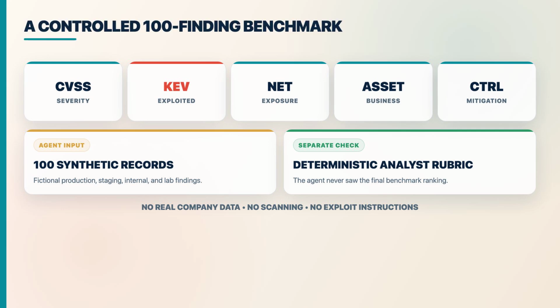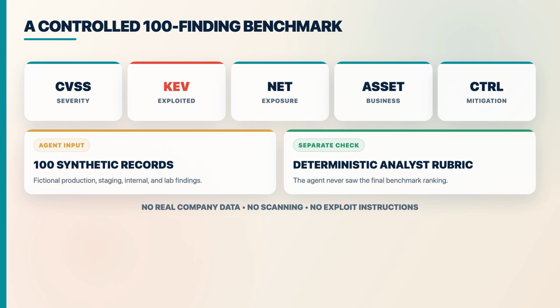I generated 100 fictional findings across production, staging, internal, and lab systems. Each finding included CVSS, severity, internet exposure, known exploitation, public exploit availability, business criticality, sensitive data impact, patch availability, confidence, age, and compensating controls. No real company data was used, and nothing was scanned. Then I created a separate analyst rubric that rewarded active exploitation, exposure, production importance, and business impact while reducing priority for low confidence findings, lab systems, and documented controls.